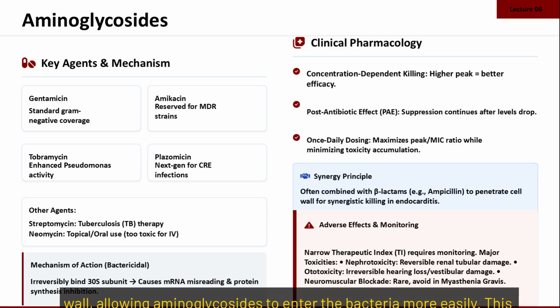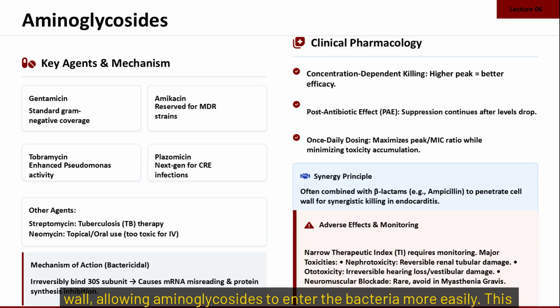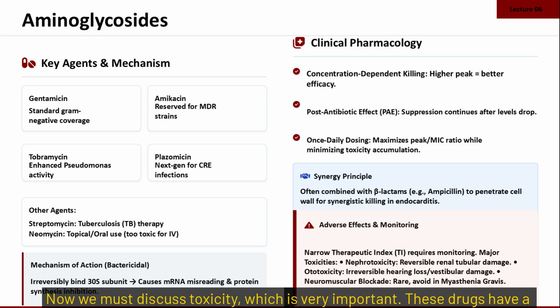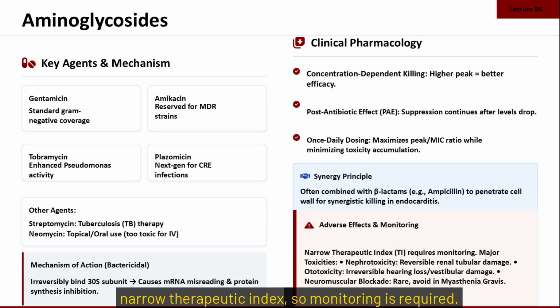Beta-lactams damage the cell wall, allowing aminoglycosides to enter the bacteria more easily. This combination is especially useful in conditions like endocarditis. Now we must discuss toxicity, which is very important. These drugs have a narrow therapeutic index, so monitoring is required.